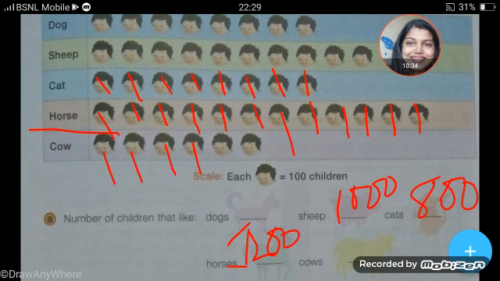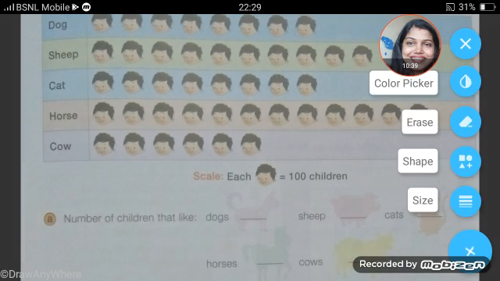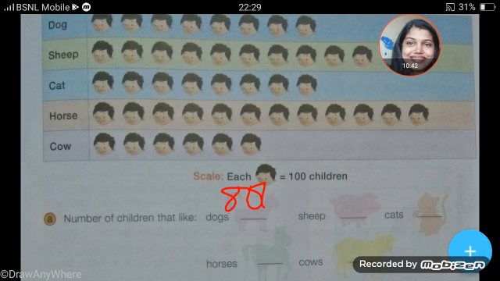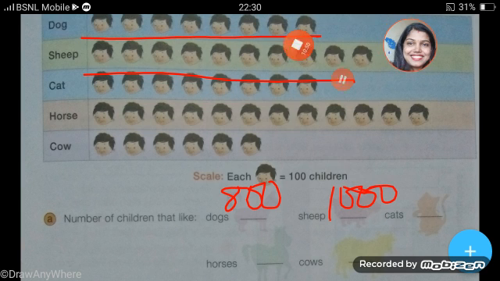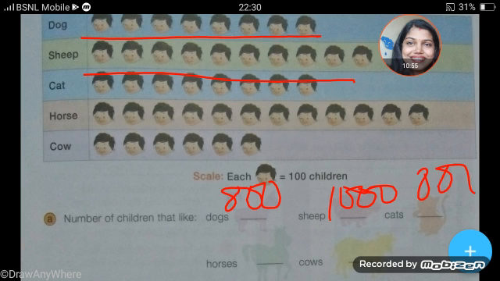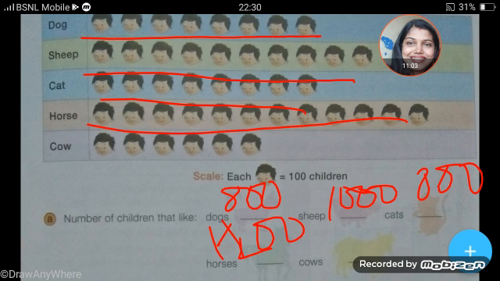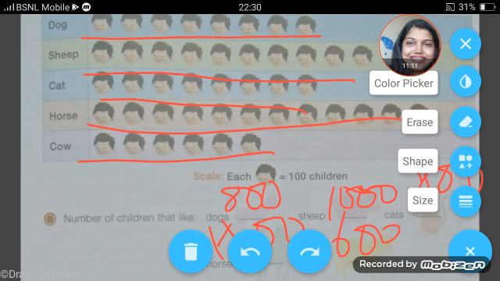Similarly, cow, 1, 2, 3, 4, 5, 6. So 6 into 100 will become 600. So 600 students. I'll write once again, 800 students, as it is 8 symbols, so it is 800. Here it is 10, so it is 1000. And similarly, cat, if you can just see, it's 800, as it is 8 symbols here. Here it is 12, so 1200. Okay, and cow, which is 6, so 600. So you're going to mark like this and write neatly in your maths textbook.